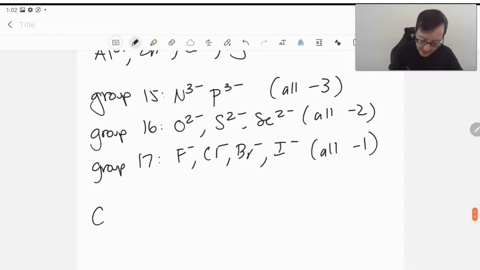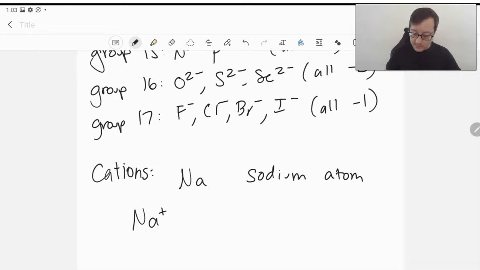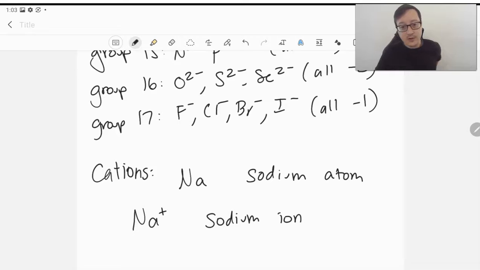We'll see that for cations, we will look at the following. This is a sodium atom, Na. Sodium with a plus on it is called a sodium ion. With this, we don't need to worry about noting that it's +1 because sodium will always be +1. There is no exception to this rule. Sodium is always +1, and so we will just call it a sodium ion. It's understood that it will be +1.